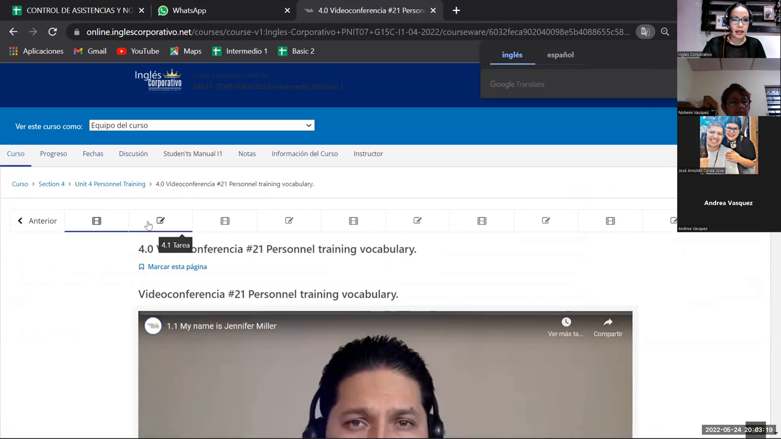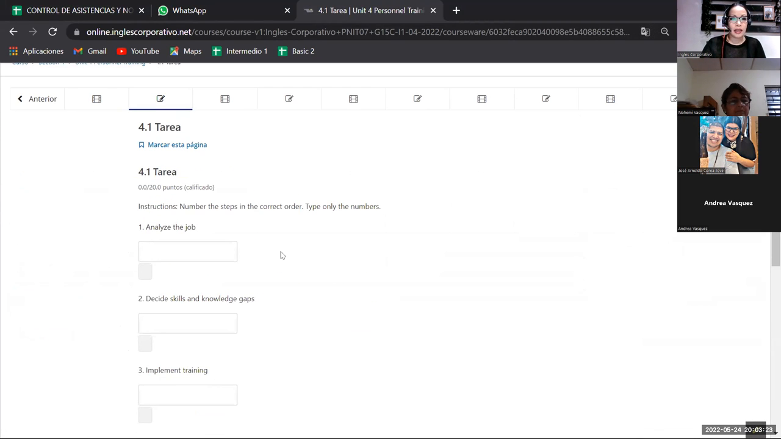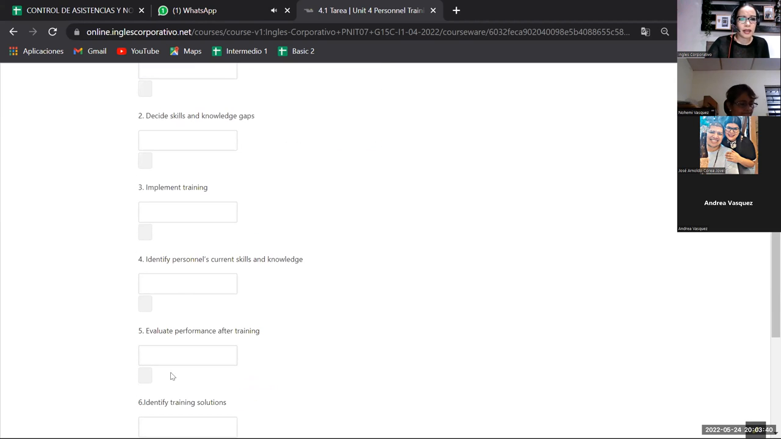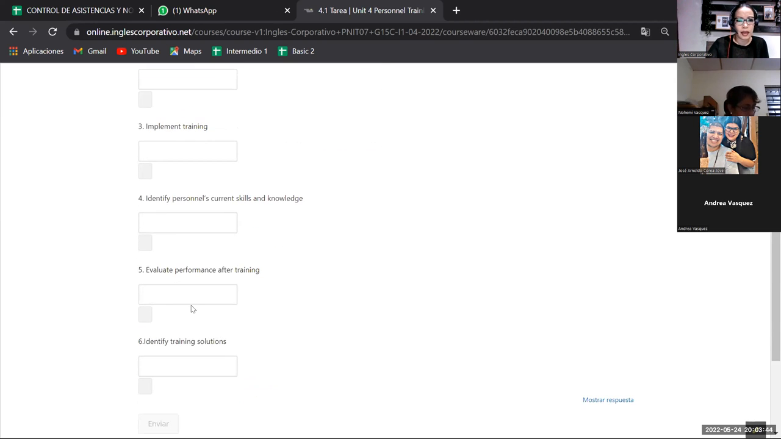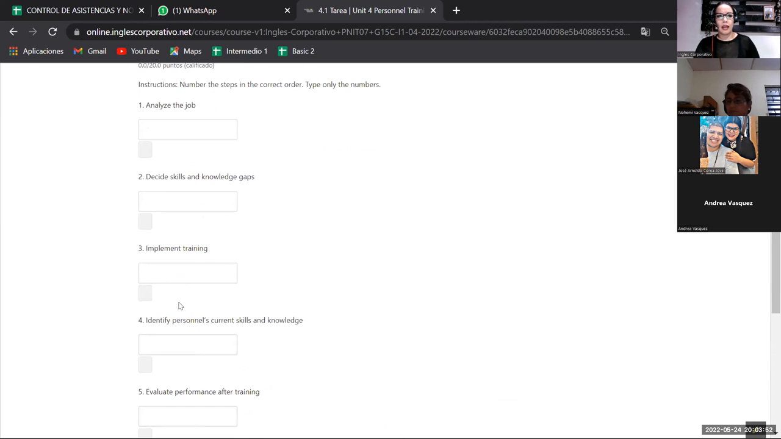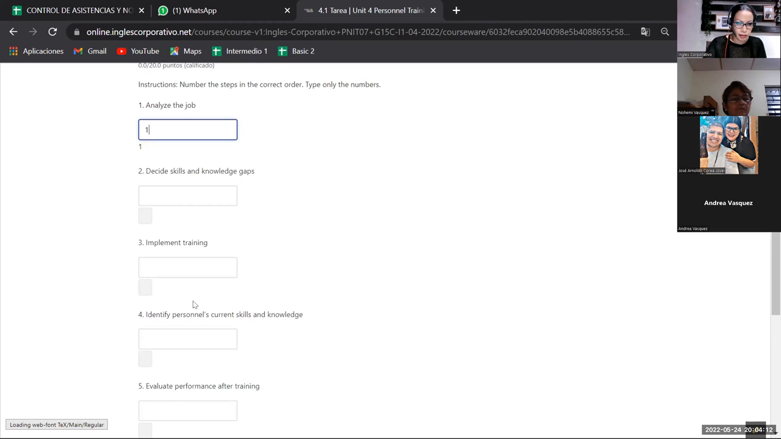All right, so the first exercise in section number 4, where we left, is number the steps in the correct order. Type only the numbers. So number 1, it says analyze the job, decide skill, acknowledge gaps, implement in training, identify personnel's current skill and knowledge, evaluate performance after training, identify training solutions. How do you have this one done? What is the number 1 if it says we need to number them? Analyze the job. That would be 1? Yes. So I think I have to put a number here, right? What should be the number 2? Identify personnel's current skills and knowledge.